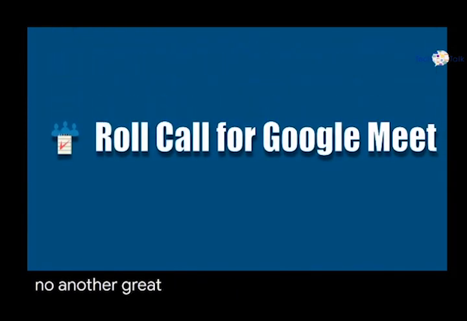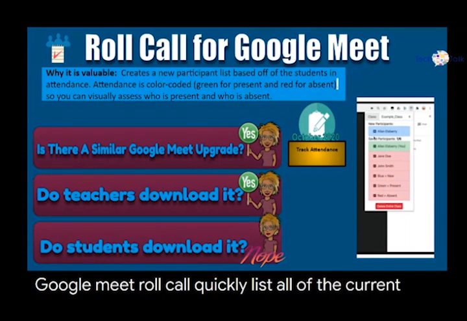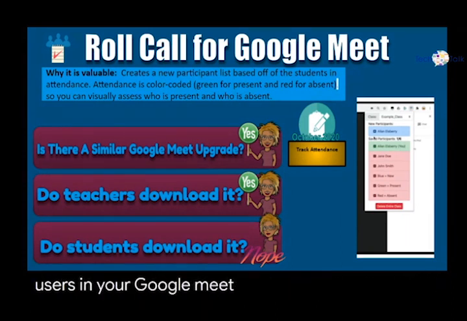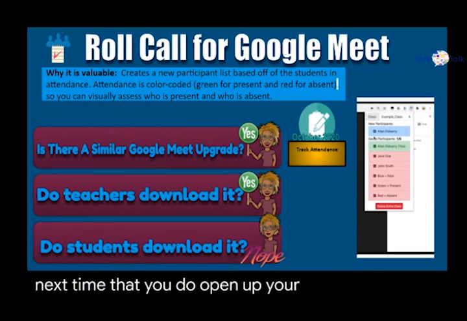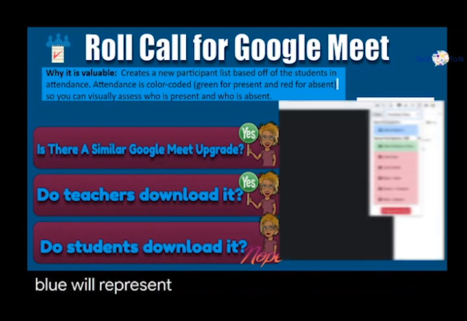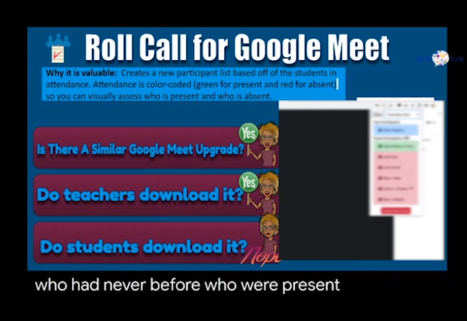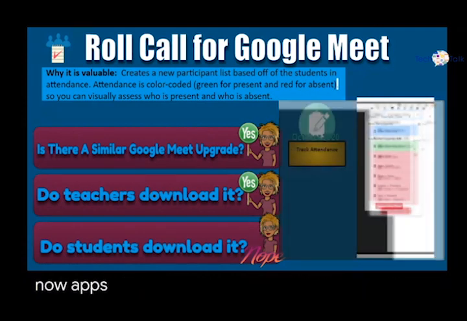Another great extension is called Roll Call for Google Meet. Roll Call quickly lists all of the current users in your Google Meet video class, and then you can save those usernames to your class roster. So the next time that you open up your Google Meet, you'll see a color-coded list for all of the attendees. Blue will represent the ones who are not on your roster yet that you can add. Green represents those who were there before who are present. And red represents those who were there before who are now absent. That is a great way.